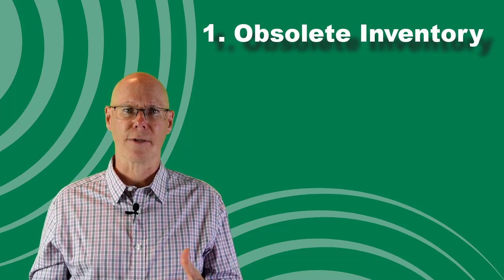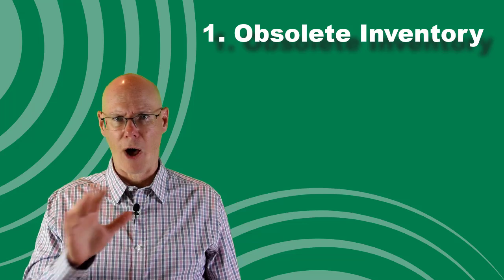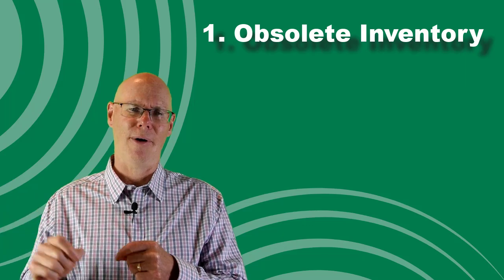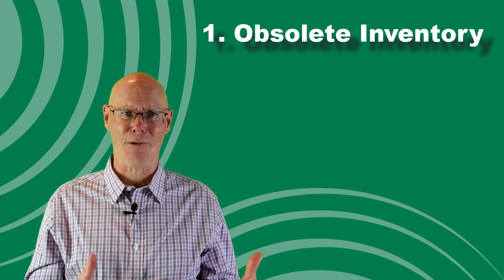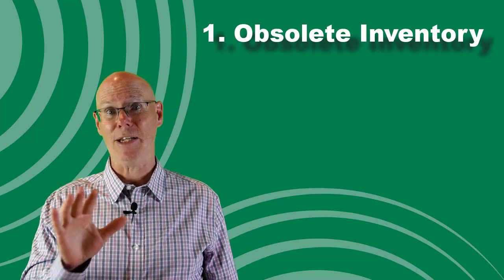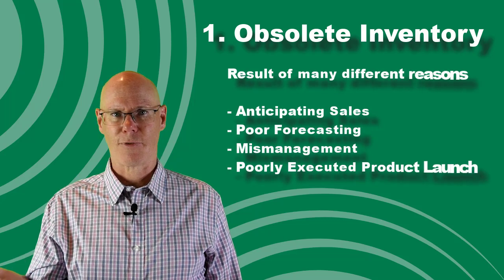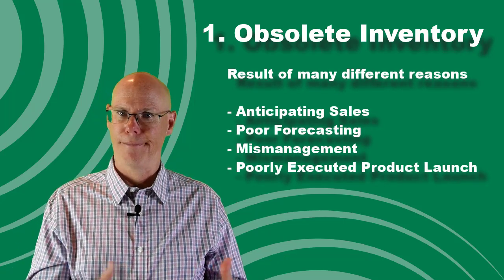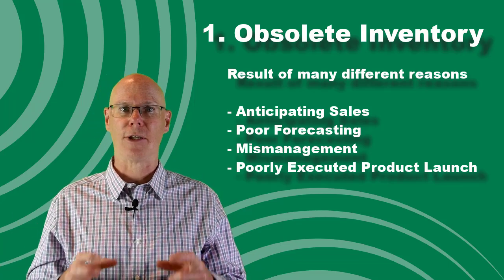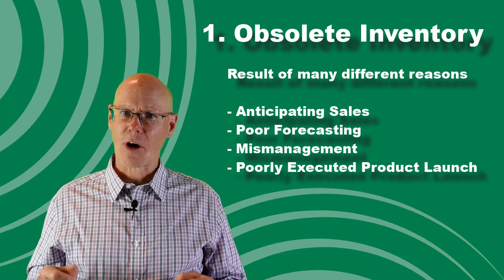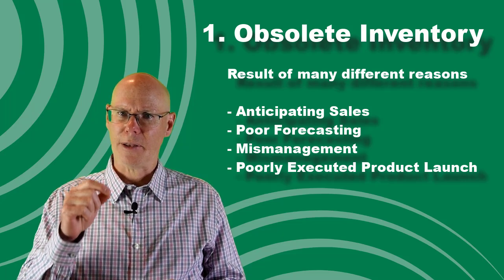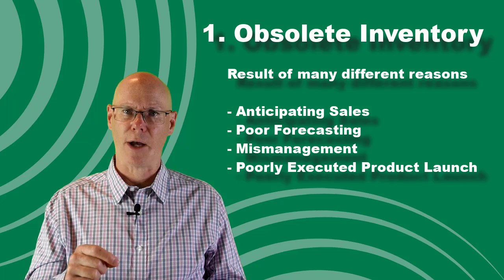A couple reasons for this. Many organizations write off obsolete inventory on a semi-regular basis. This makes getting a starting number a bit easier. Always better to start with the easy ones. Obsolete inventory can be the result of many different reasons: anticipating sales for a specialized product that didn't happen, poor forecasting, a mismanaged marketing campaign, or a poorly executed new product launch.